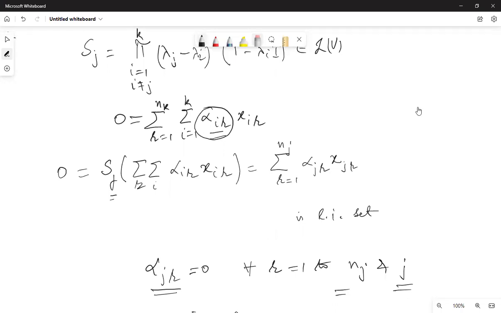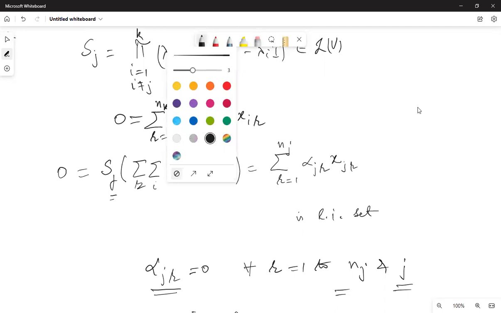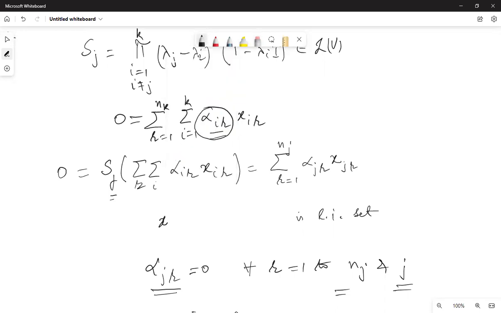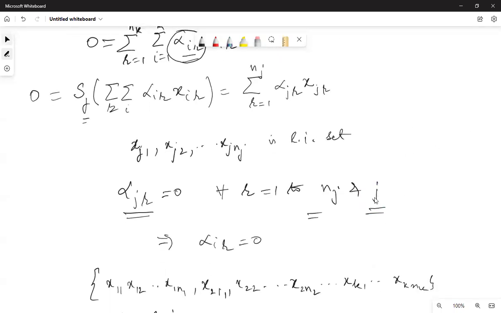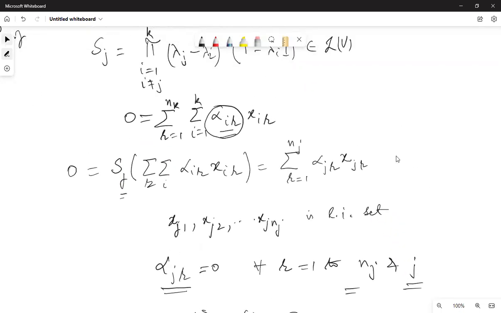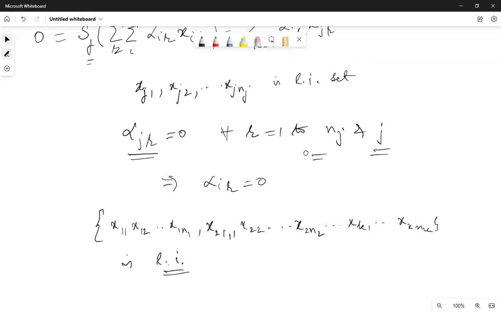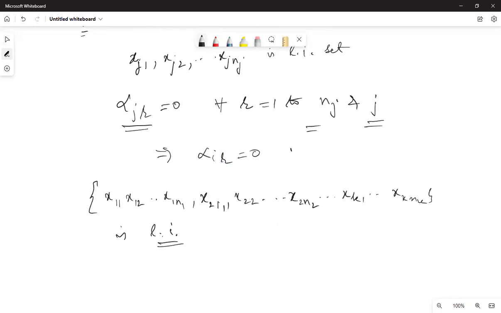Here it would be xj1, xj2, and xjnj. This implies this. This is true for all j's. If you just vary j, that would lead to all alpha irs being 0. Now it is fine. And that means this is a linearly independent set.